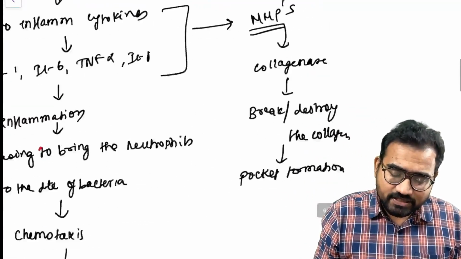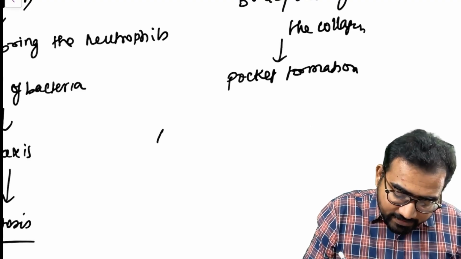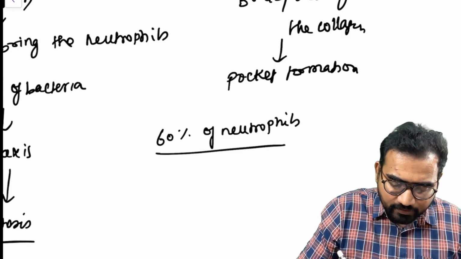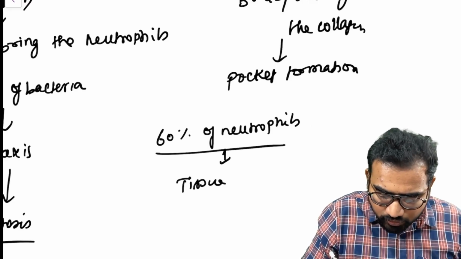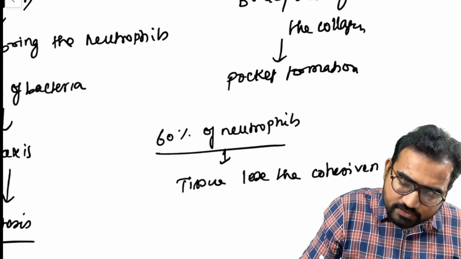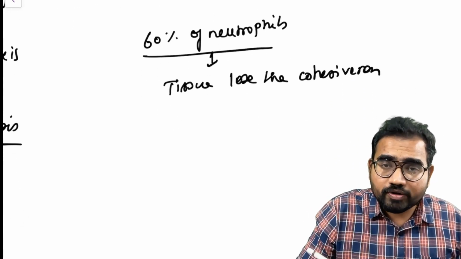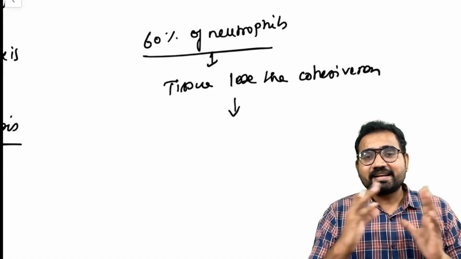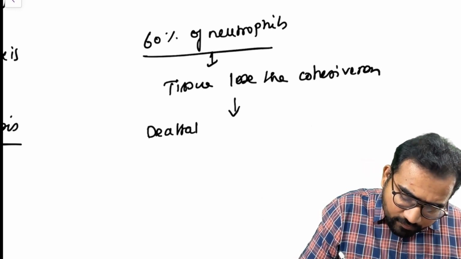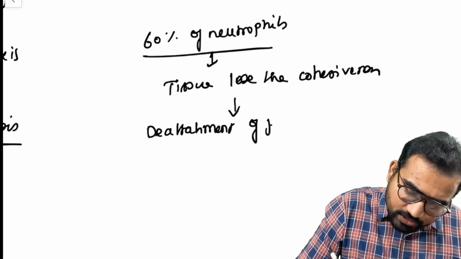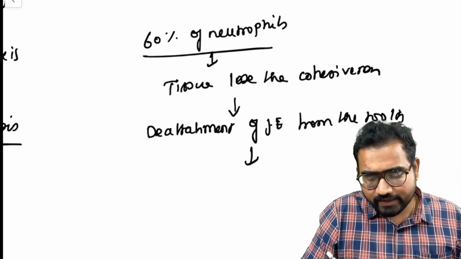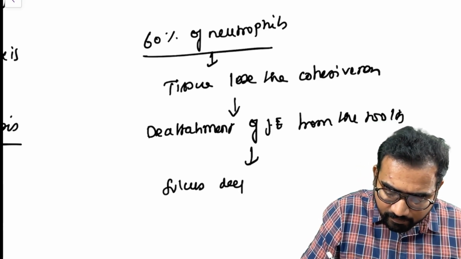once the body has reached a certain percentage of neutrophils, in this case, when 60% of neutrophils have migrated to the area of infection, the tissue is going to lose its cohesiveness. So once the tissue loses cohesiveness, that is going to result in detachment of the junctional epithelium from the tooth, right? This is the reason why the sulcus becomes deepened.